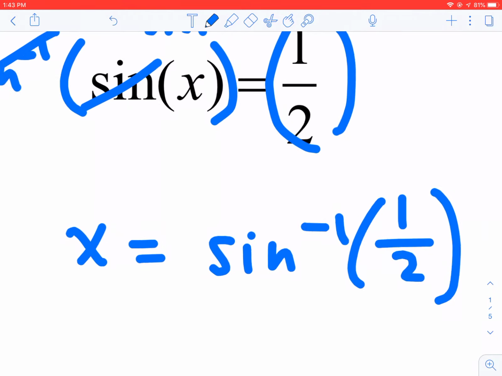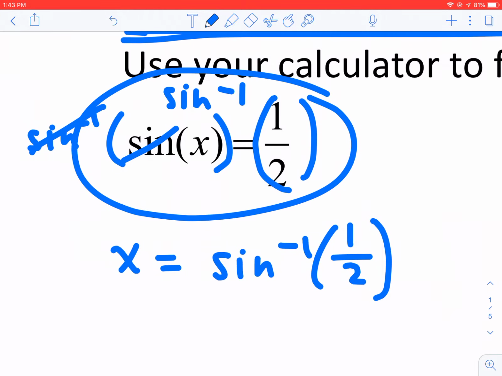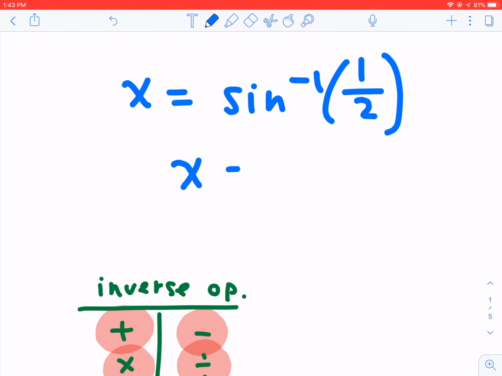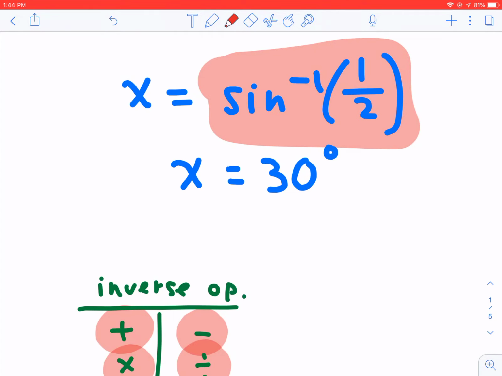Right. So in the original, we were asking what angle gives us a ratio of opposite to hypotenuse that is 1 to 2. That is a half. So when you type this into your calculator, we should be getting x equals 30 degrees. Right? And again, make sure you are in degree mode. This is what you're typing into your calculator, the inverse sine of a half, and that should equal 30 degrees.